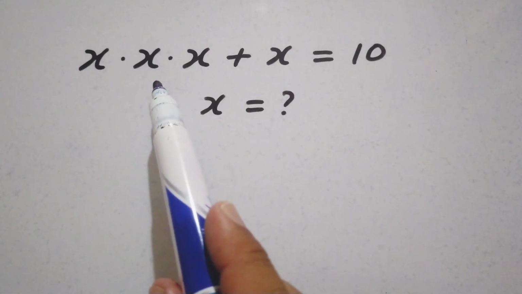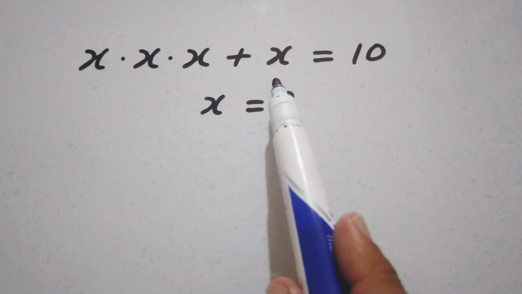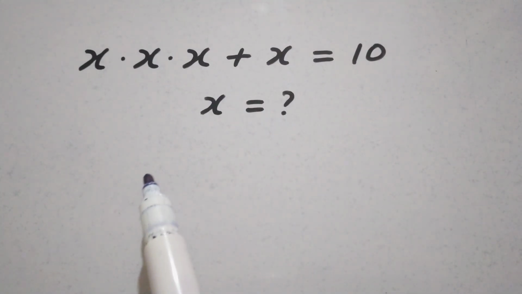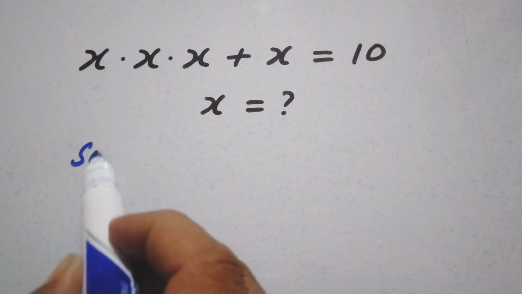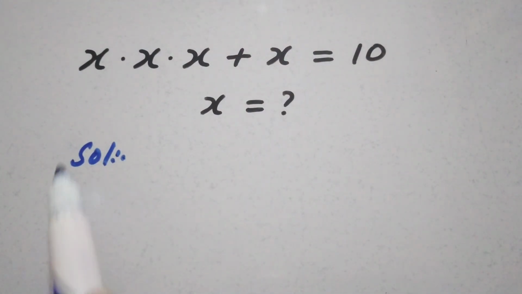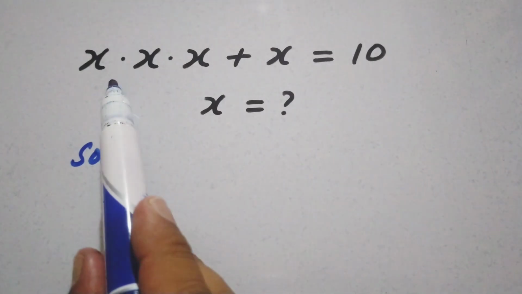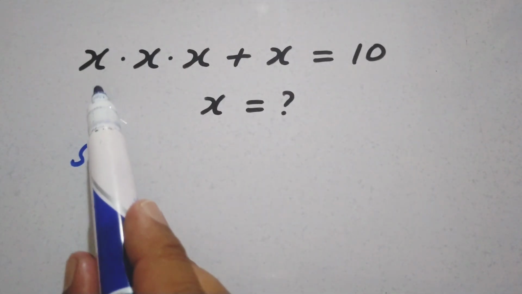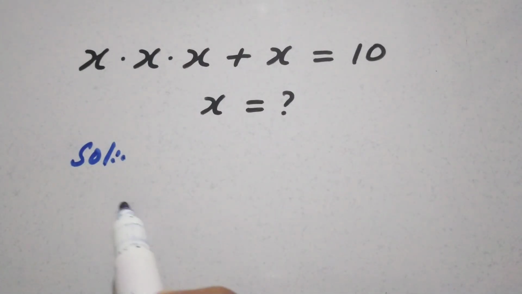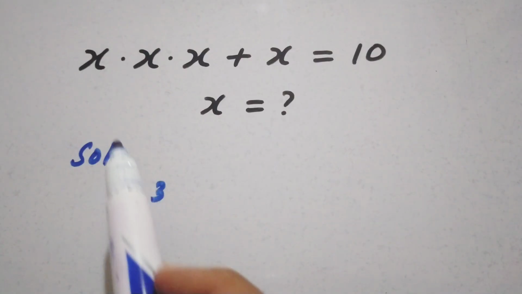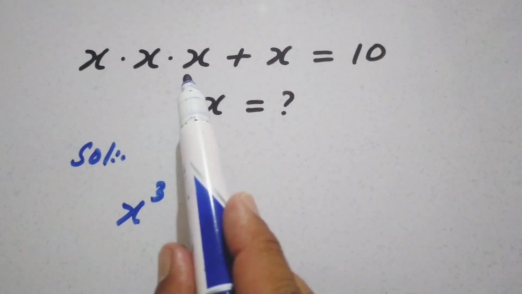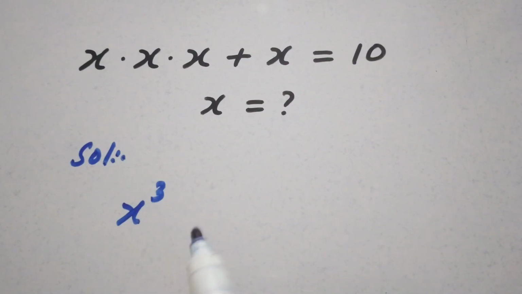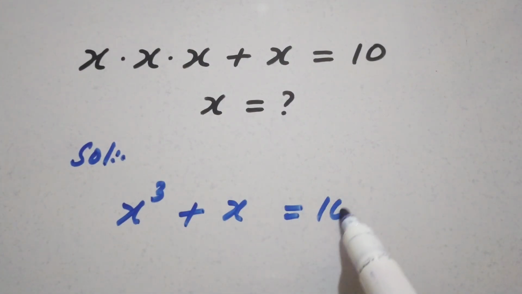X multiplied by x multiplied by x plus x is equal to 10. So we are interested to find out the value of x. Let's come to the solution. When the bases are same and multiplying each other, then their power will be added. So this will become x cube, because here x power 1 multiplied by x power 1 multiplied by x power 1. So we get x cube plus x is equal to 10.